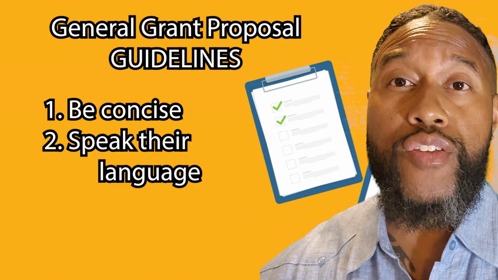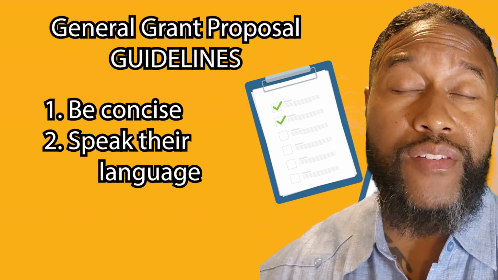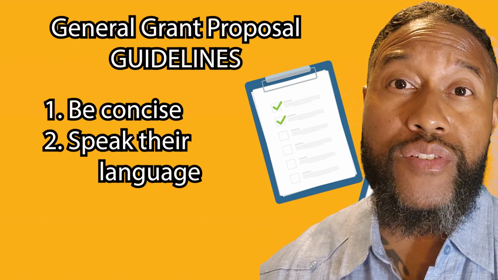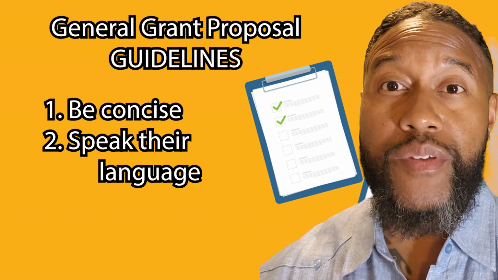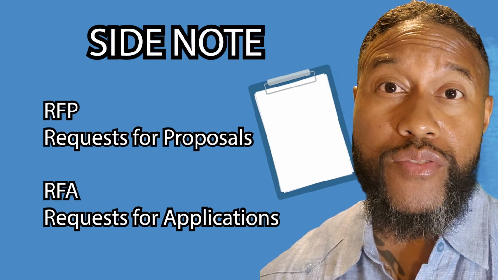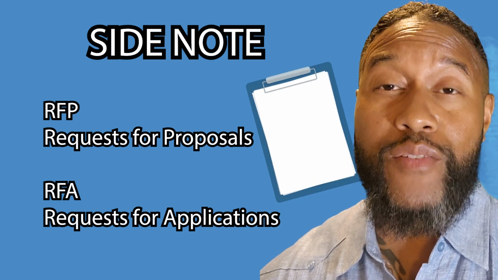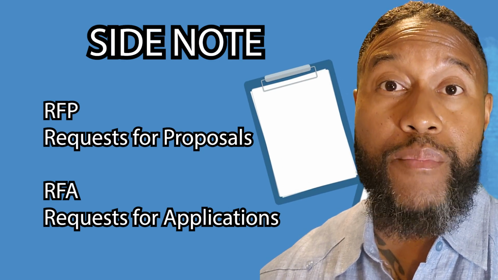Number 2, use their terminology. Even though you don't want to go overboard with your writing and your vocabulary, you will want to use the terminology that the funding agency uses in their RFP to communicate with the reader. As a side note, a RFP, or request for proposal, also called RFA, request for application, that's what you're going to be looking for when you're looking for grant applications.